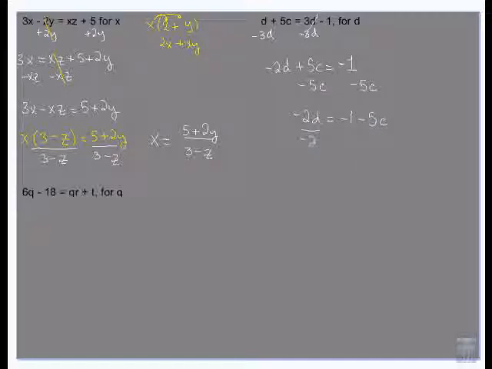I need that d by itself, so I'm going to divide both sides by negative 2. Now, 1 and 5 don't divide by 2, but see how this is negative, negative, negative? So it's negatives divided by a negative, so it makes them all positive.